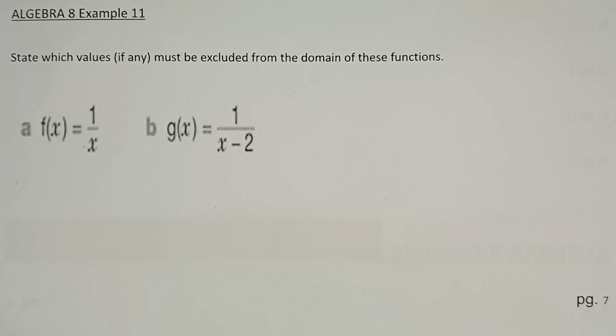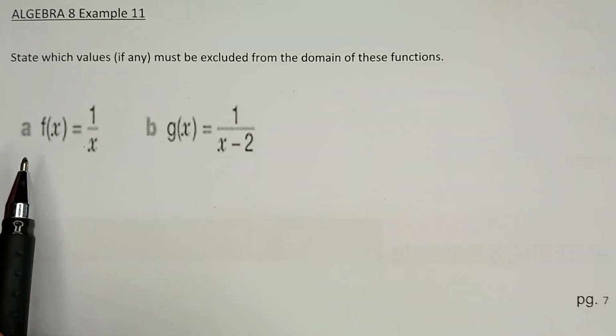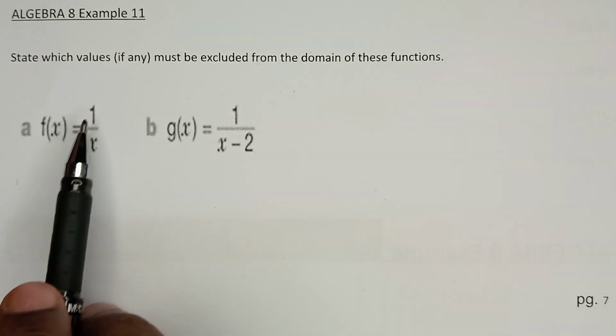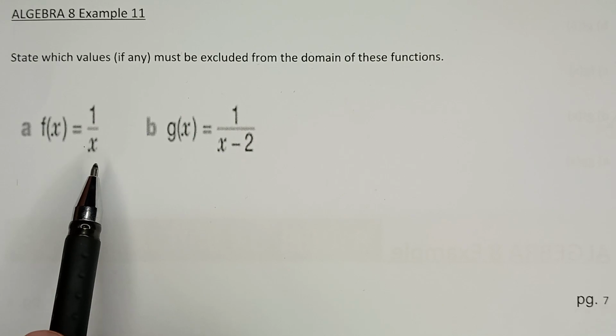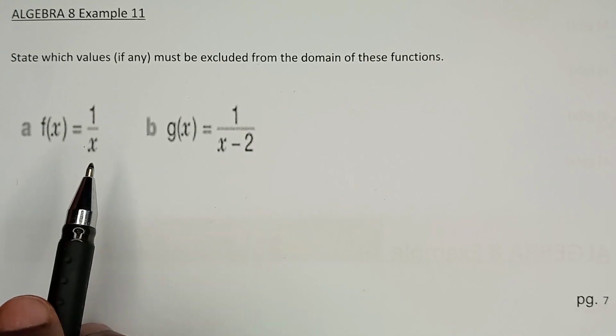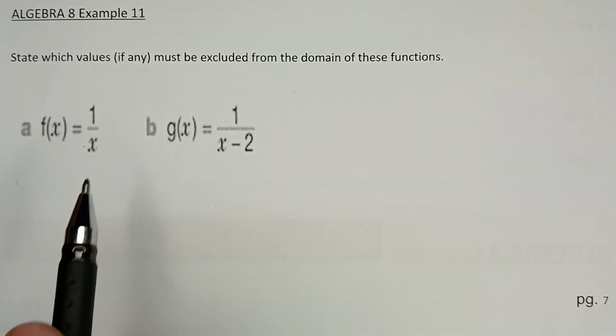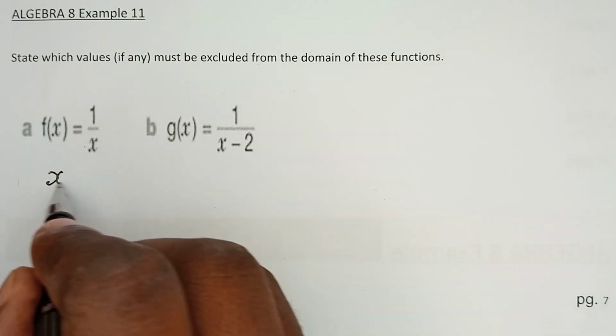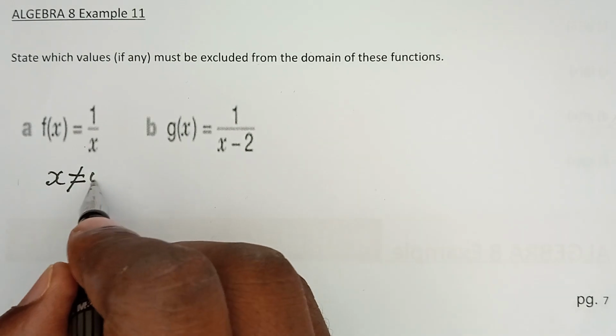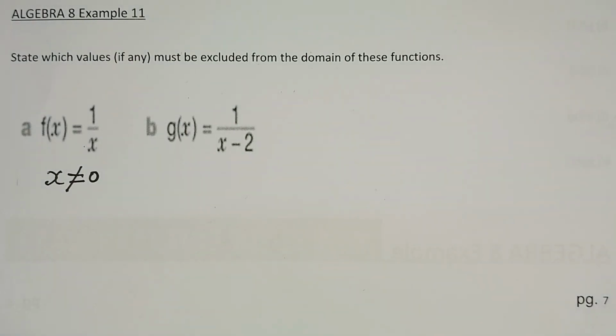Incidentally, we have two situations whereby situation A, we have a function which is having 1 over x. And we know very well that a denominator can never be 0. So the first one is easy because we can just say x is not equal to 0. X cannot be equal to 0. It can be anything else, but x cannot be equal to 0.